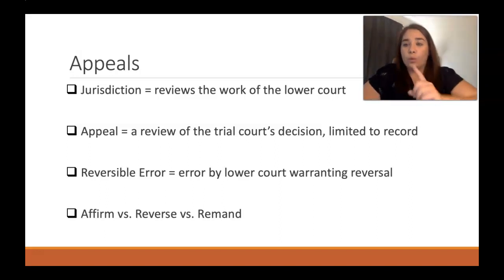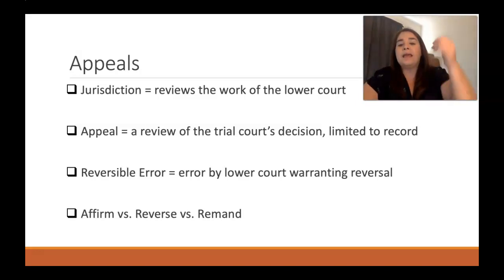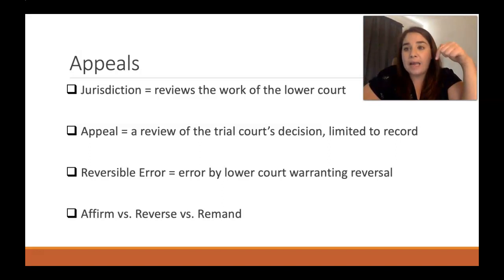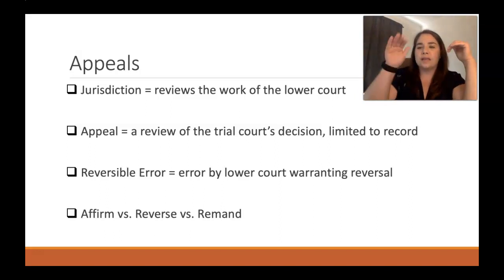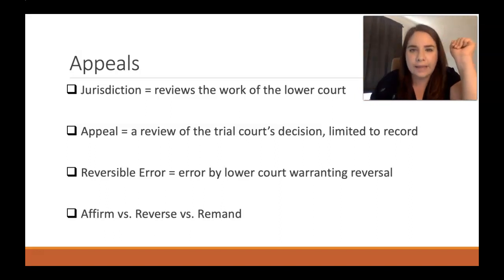An appellate court will, after reviewing the record and the applicable law, if they find that the lower court made an error that warrants reversal, it's called reversible error. I know, define the word with the word. But that reversible error will send that case back to the trial court, and the appellate court will tell them to do it right again. Okay? Do it right the second time.